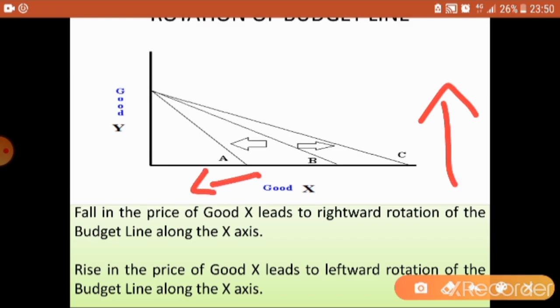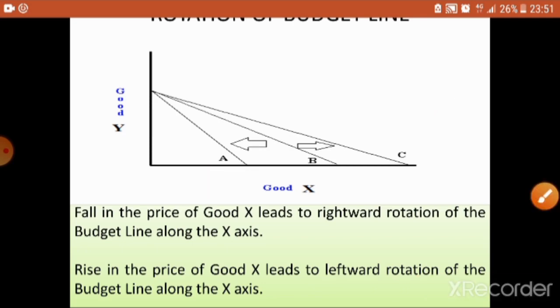Then what will he do? Whichever is less priced, he will go for that good. So automatically the budget line will rotate to the left side of the X axis. So the rightward rotation indicates the fall in the price of good X. The left side indicates the rise in the price of good X. That is what shows on the X axis.